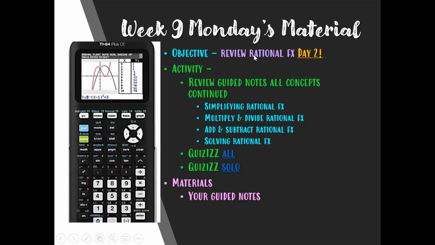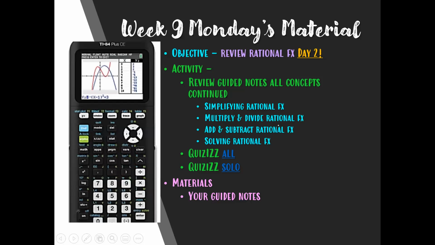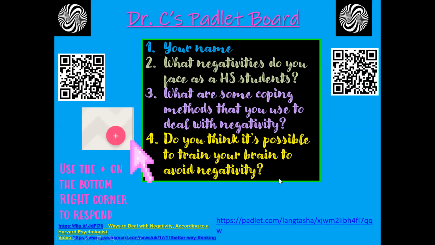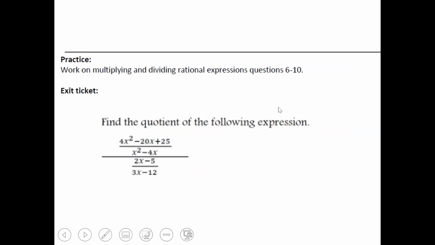So today, it's our review of rational functions, day 2. We're going to do the review guide for all of your notes and concepts, starting with simplifying rational functions. Then we're going to go to multiplying and dividing, which we talked a lot about last class on Friday. And then today, we're going to go on to adding, subtracting, and then solving. I do have a quiz for you to work at the very end. The only material you need is your guided notes for today, which is the white packet. All right, let's get started on this page right here.